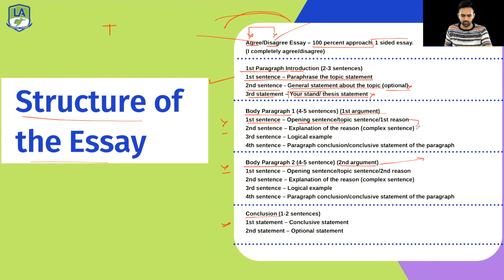In the second sentence, you'll explain it, then you'll give an example, and then you'll conclude it. Same here, you will start with an idea, then you'll explain it, you'll give an example, and then you'll conclude it. The conclusion will be 2 sentences.